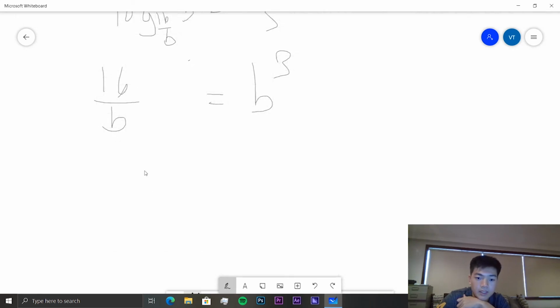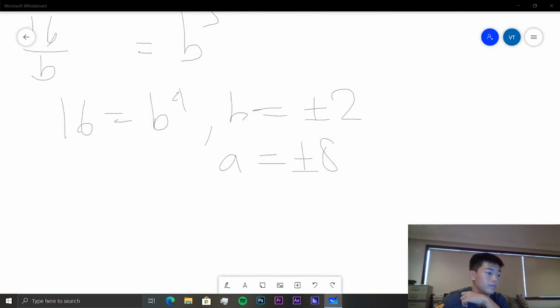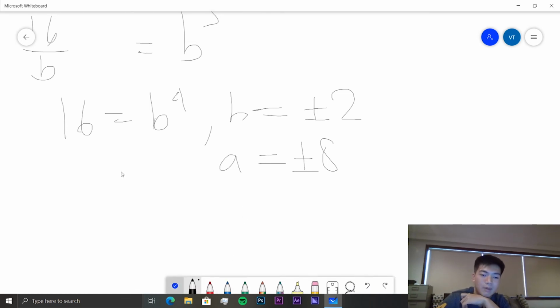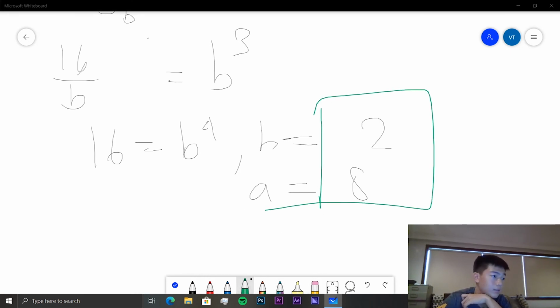So we have 16 is equal to b to the power of 4, so b is equal to plus or minus 2. And so a is therefore equal to plus or minus 8, I believe. Let's check that. Oh, okay, yeah, but technically b has to be positive since we can only have positive numbers in logarithms, so there should only be 2 and 8, so these should be the two answers.